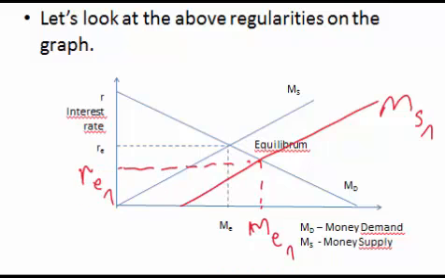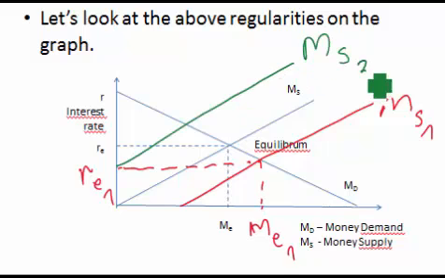And vice versa. If supply of money decreases, with all other conditions being equal, then the interest rate increases.